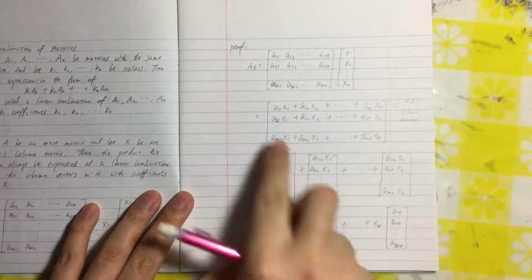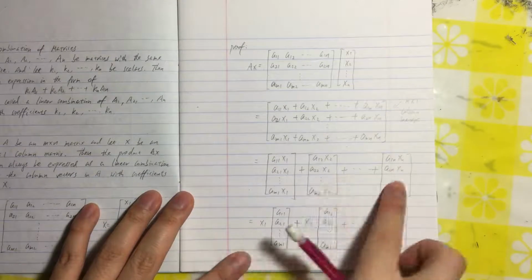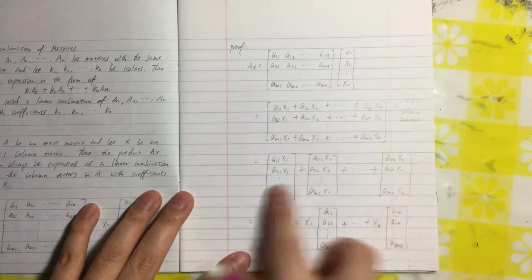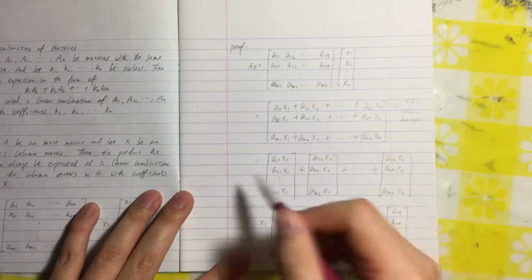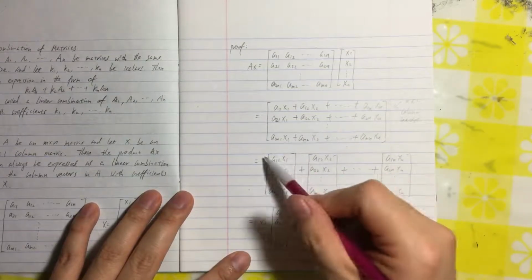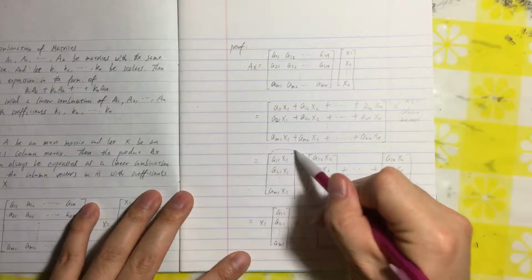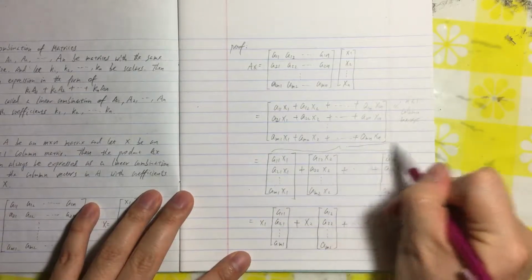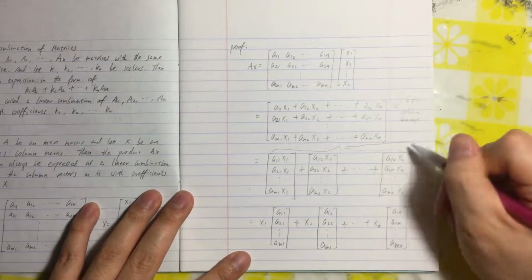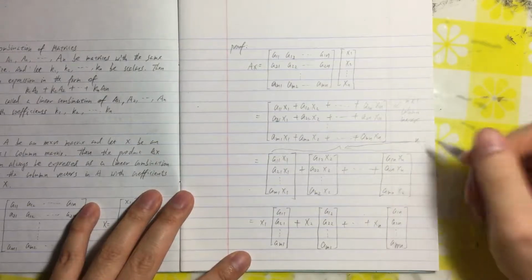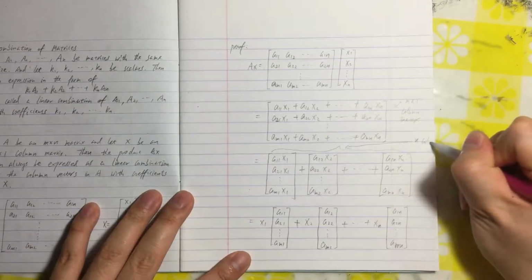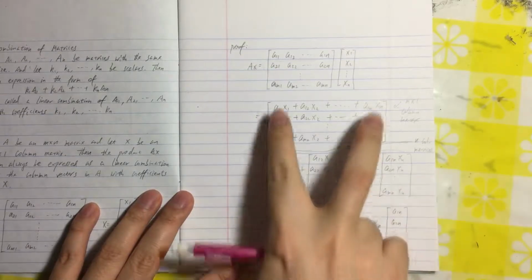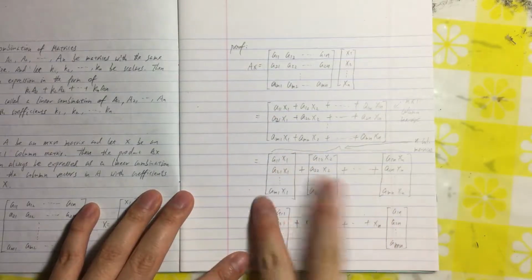Then I can split this matrix into n matrices. I split this matrix into n column matrices. We have n column matrices here.